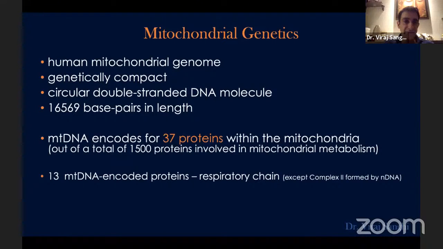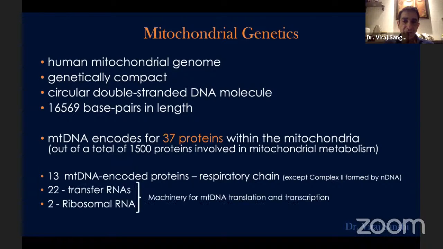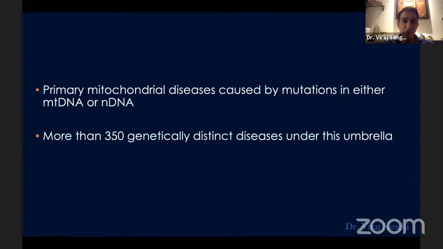Of these 37, 13 encode the respiratory chain proteins, and the balance of 24 are involved in machinery for translation and transcription within the mitochondria.